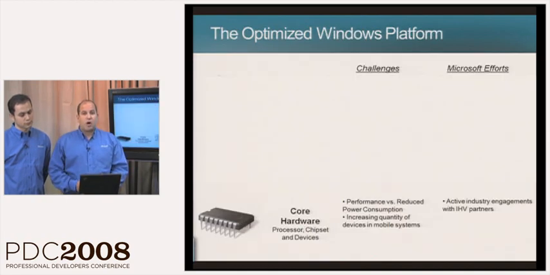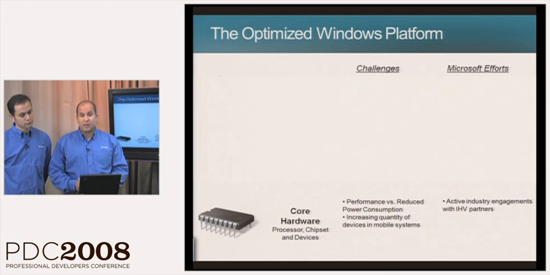So as we look at the problem space and how we break down the problem, what are all the pieces that really are required to make an optimized Windows platform? We start with the core hardware, and we know some of the challenges here is that there are higher performant parts and lower performant parts, and there are trade-offs to be made there in terms of what your end users are needing from a performance perspective. We also see on mobile devices the increasing number of devices that are being introduced into the mobile platform.